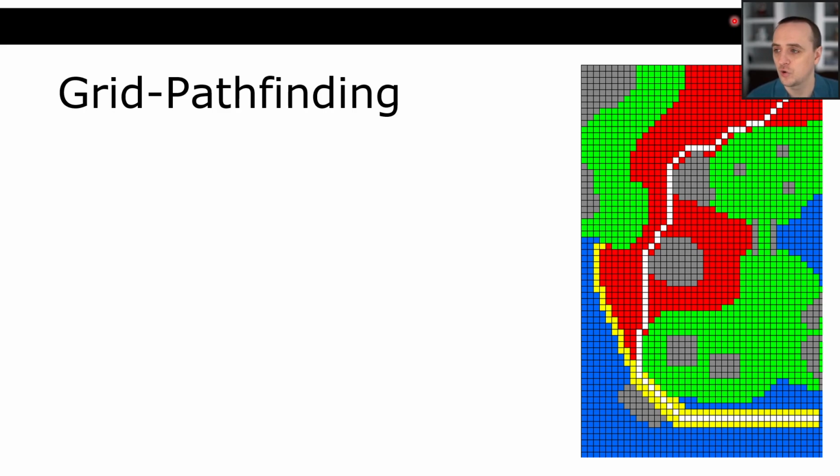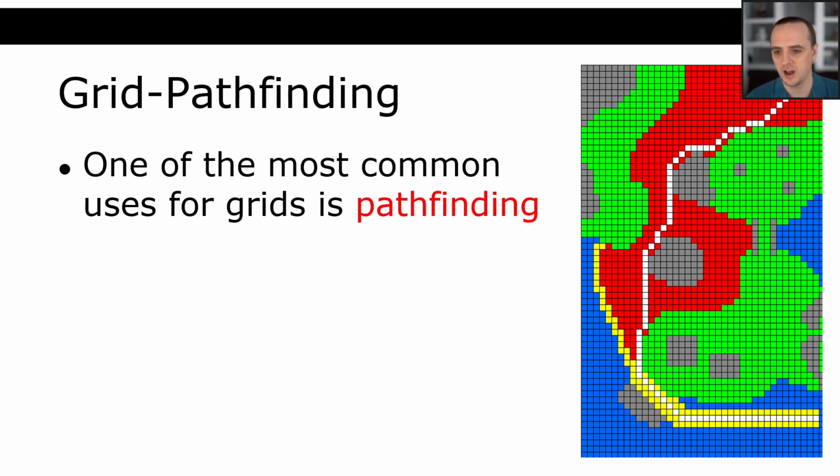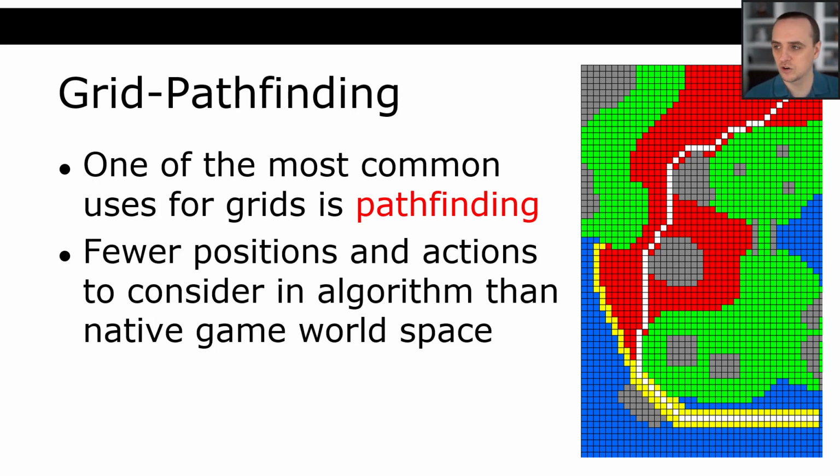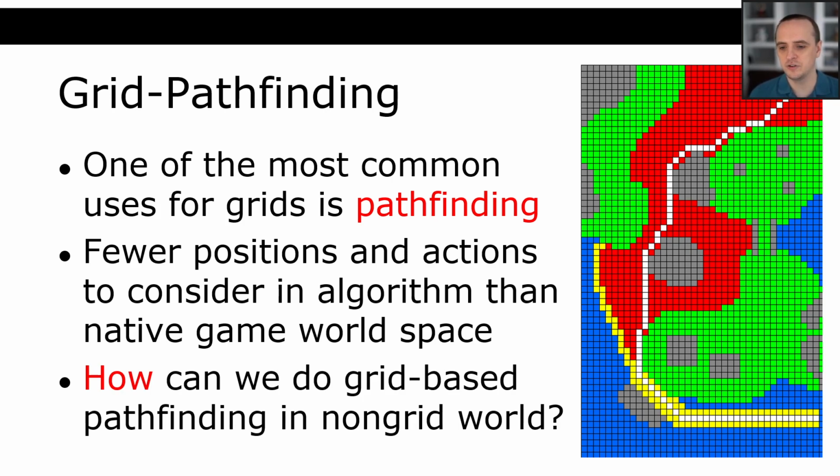So grid pathfinding. We've talked a bit about pathfinding so far, but one of the most common uses for grids is for pathfinding. The reason we use grids for pathfinding is because our grid is a more abstract data structure, and there are fewer positions and actions to consider in the algorithm if we're using a grid than if we use the native game world space, which may be like arbitrary floating point precision. So how do we do grid-based pathfinding in a non-grid world, right?